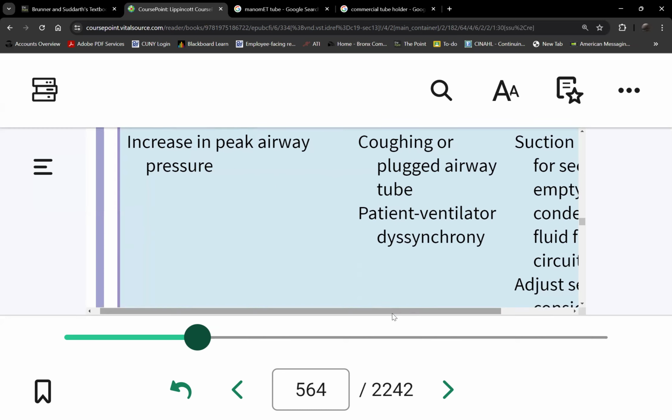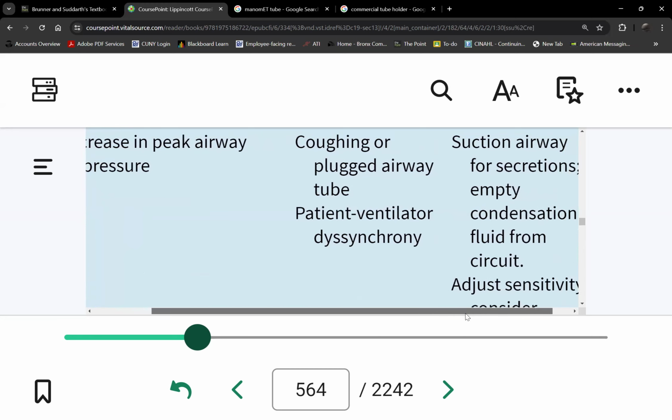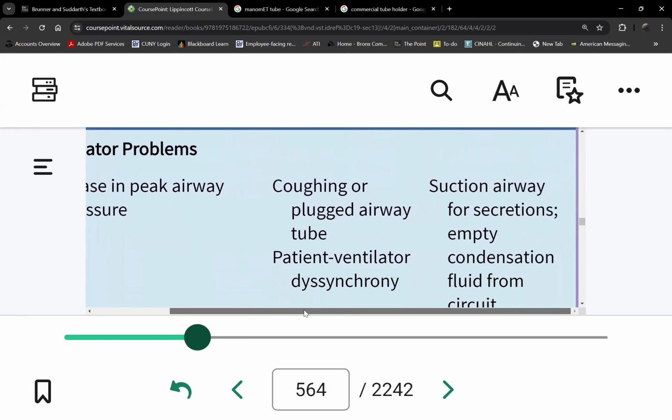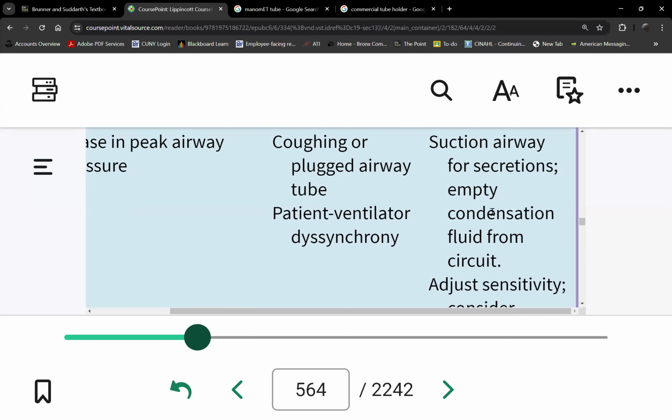Okay. So watch that. They have a baseline PIP, and if they have increases, that's usually either increased secretions, or a change in the lung compliance, meaning the lungs are getting wet, or they have some disease process, maybe developing pneumonia, something like that. That's reportable to the doctor. So here are your interventions if you have increased airway pressure: suction, or condensation.